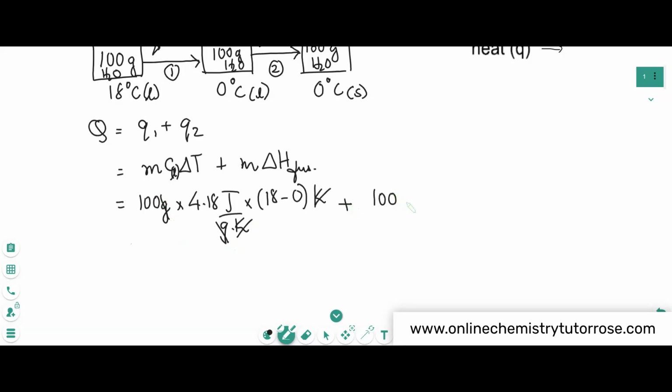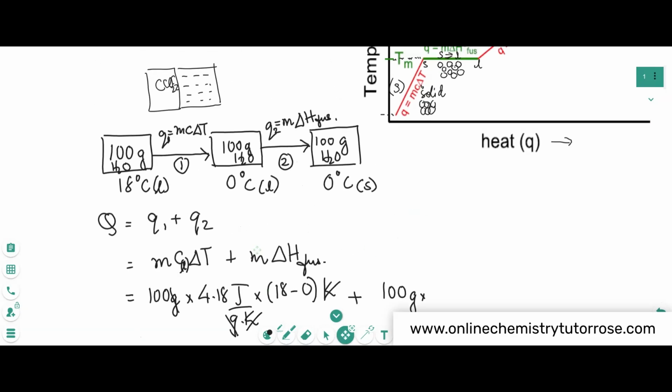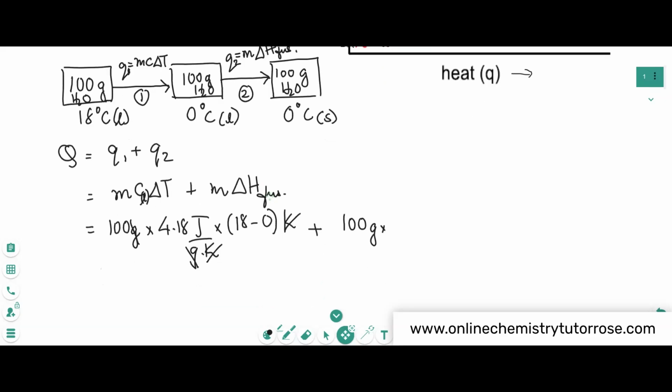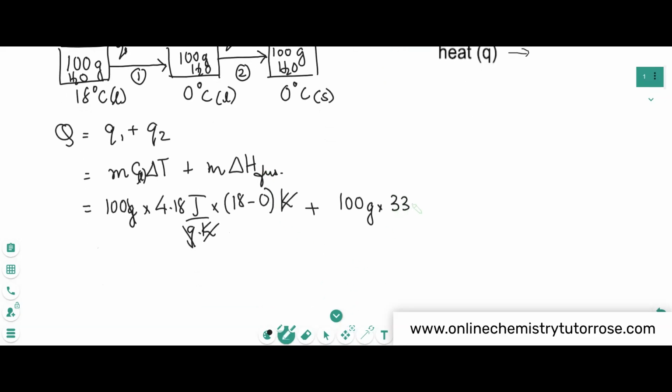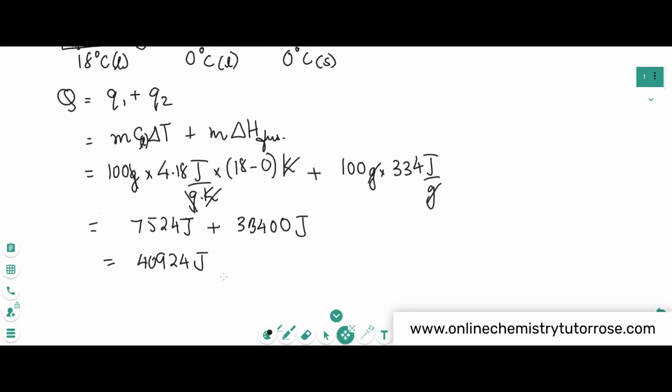Plus the mass of water, 100 grams, times the enthalpy of fusion, given here in the question as 334 joules per gram. This is 7524 joules, and the energy needed to freeze it is 33400 joules, adding up to 40924 joules. This is the total energy that will be released by water.